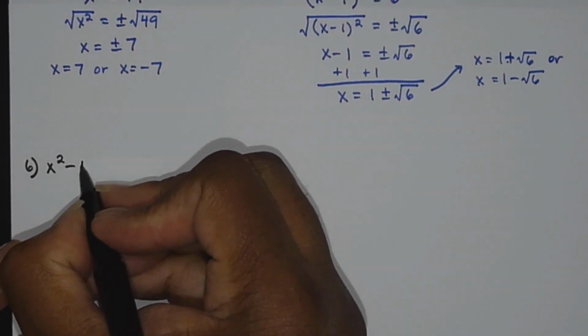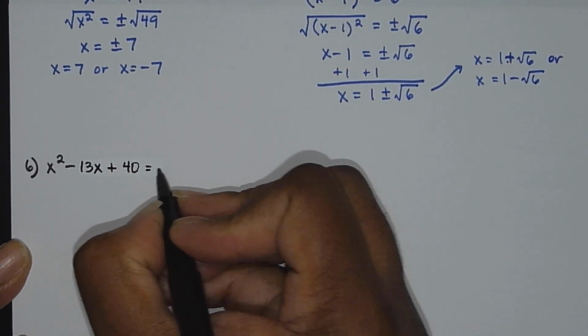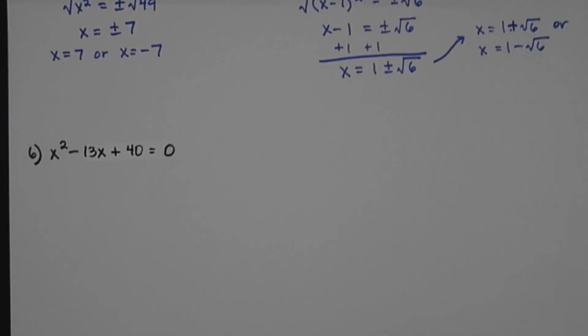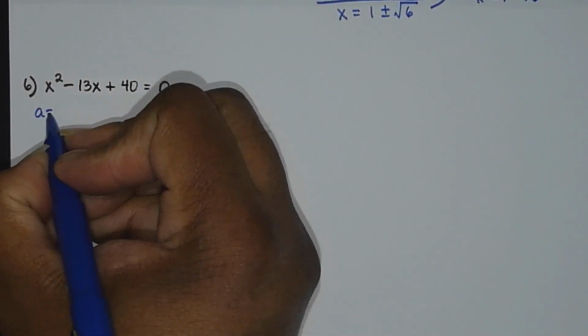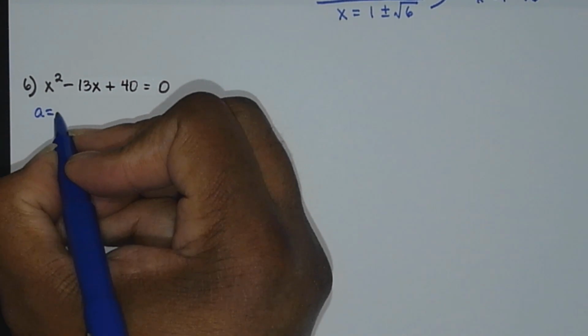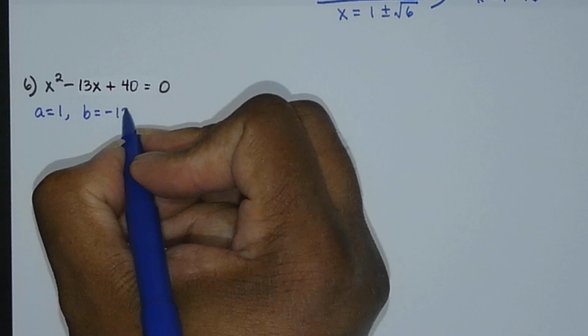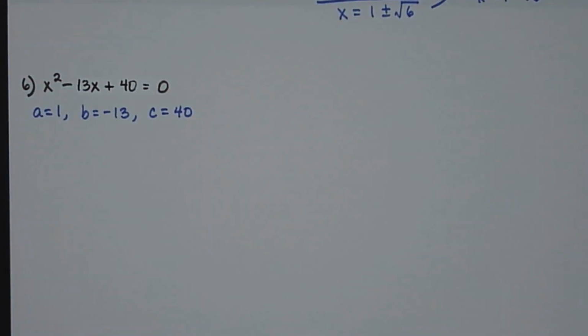X squared minus 13x plus 40 equals 0. So now you got a 0 on one side of the equation. Now we can identify A, B, and C. So here A is equal to the coefficient of the x squared term, which is 1. B, which is the coefficient of x, is negative 13. C is the constant term. That's 40.